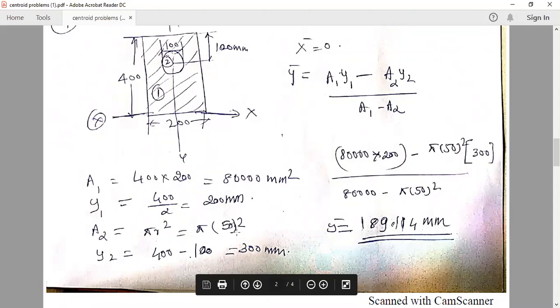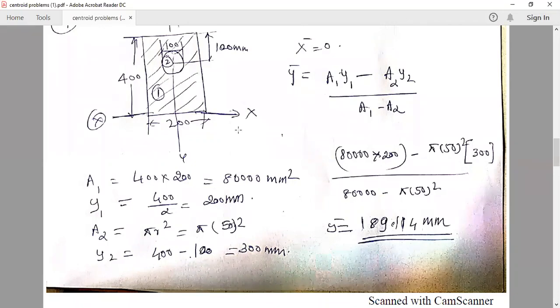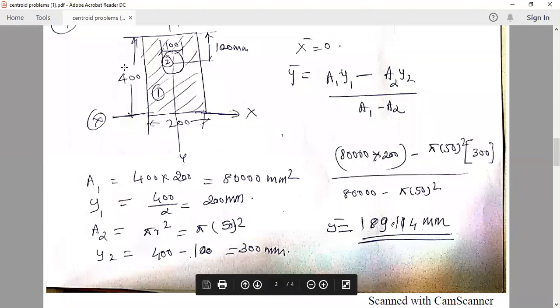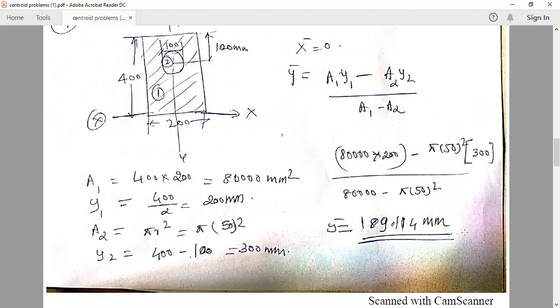Y2 is the centroid of the circle, which always lies at the center. From the center up to the x-axis, that is 400 minus this 100. From 400, if I deduct this 100, I will get the distance from the centroidal location of the circle up to the x-axis. Then substitute everything in this formula, A1 y1 minus A2 y2 divided by A1 minus A2. You can get the y bar of this shaded area as 189.114 mm.